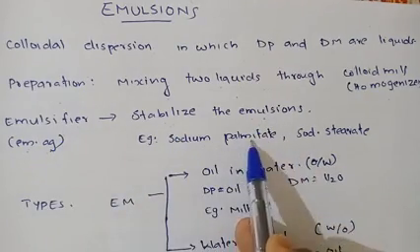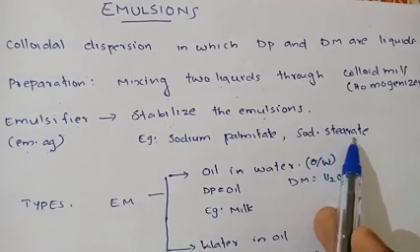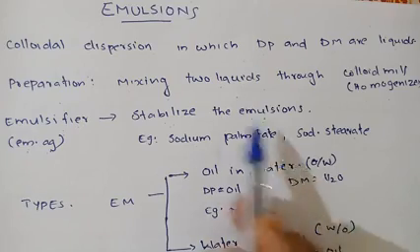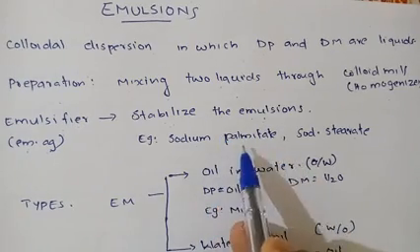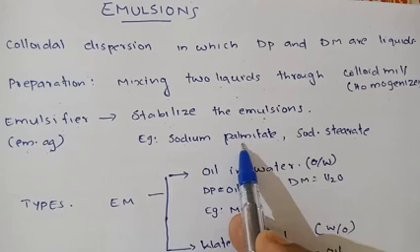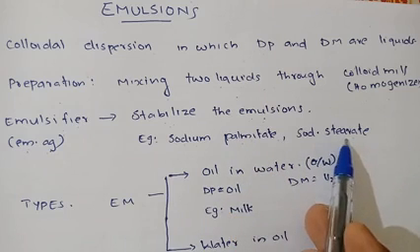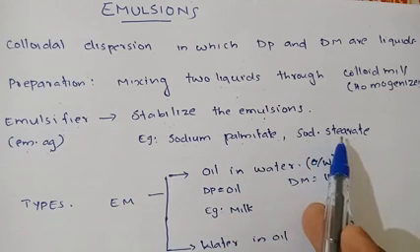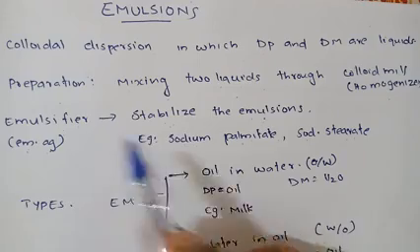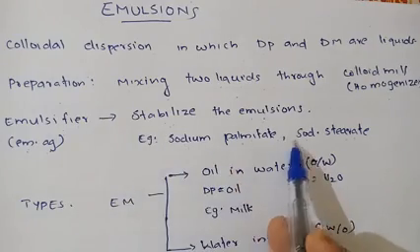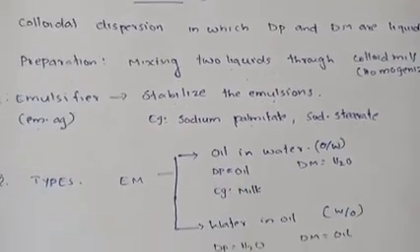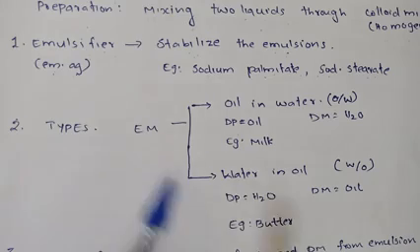Examples are sodium palmitate and sodium stearate. We have talked about the cleansing action of soap in that area. I discussed what is meant by palmitic acid and the sodium salt of palmitic acid, then stearic acid and the sodium salt of stearic acid. So these two are examples for emulsifier. Simply we can say soap is an example for emulsifier, right? So that's the first term, and the second term is about the types.